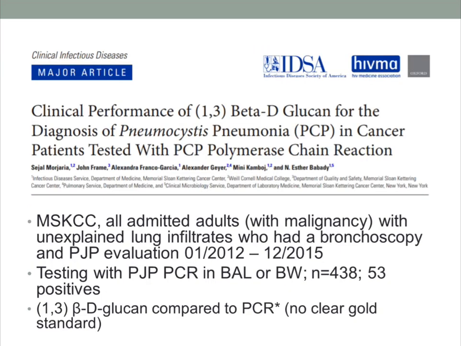So this was another study looking at the performance of the 1,3-beta-D-glucan for patients at Sloan Kettering. They looked at all patients with malignancy who had unexplained lung infiltrates and a bronchoscopy with some sort of PJP evaluation. They looked at the patients who were PCR positive, which was 53 out of 438. And then they compared the 1,3-beta-D-glucan to the PCR.